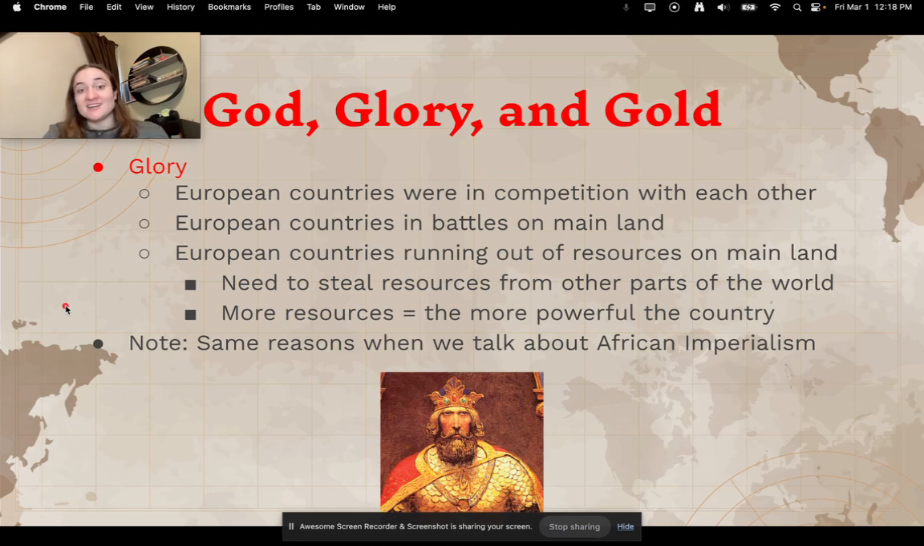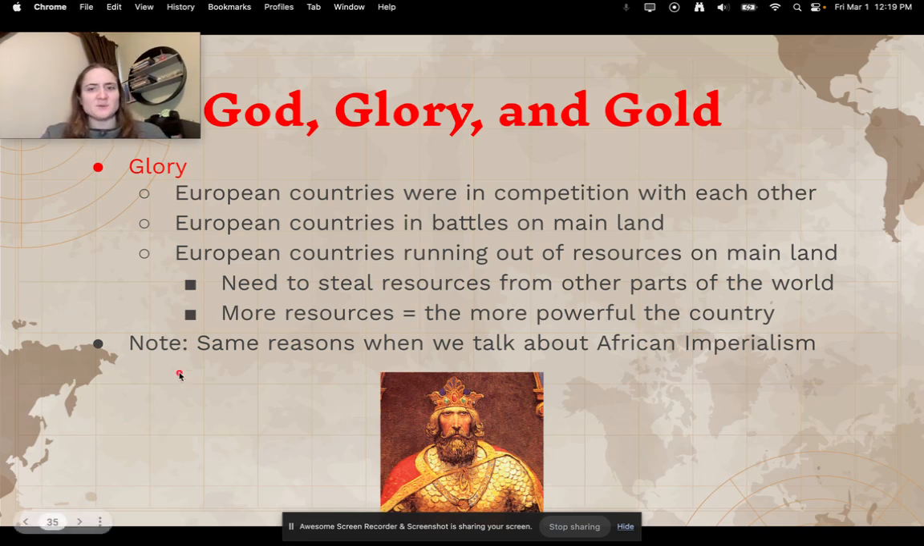Glory. European countries were in competition with each other. Okay? So European countries were in battles on the mainland in Europe. So remember, Europe, it's not small, but it's compact. There's a lot going on in Europe, and there's no more land being created. So European countries were running out of resources on the mainland. So they needed to expand into new territories. They needed to steal resources from other parts of the world. And the more resources they had, the more powerful the country would be.